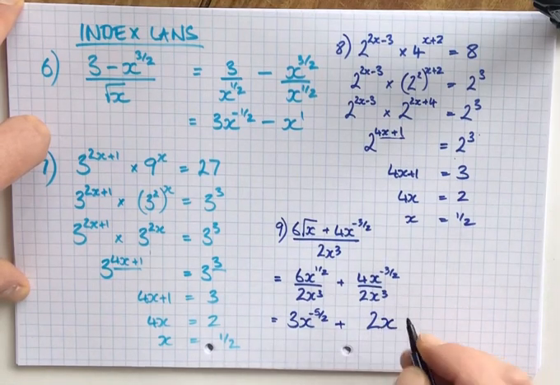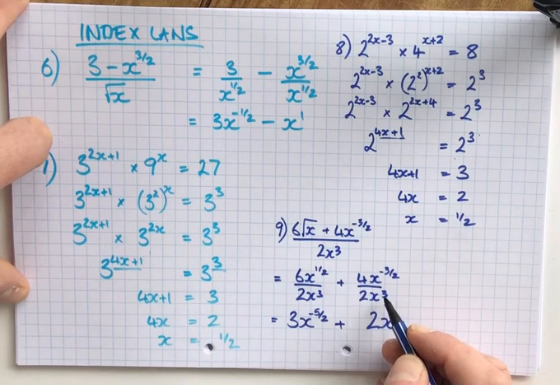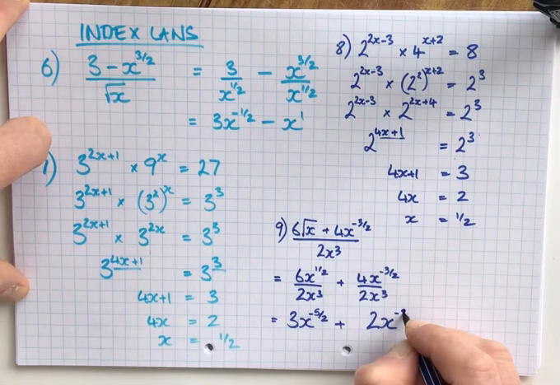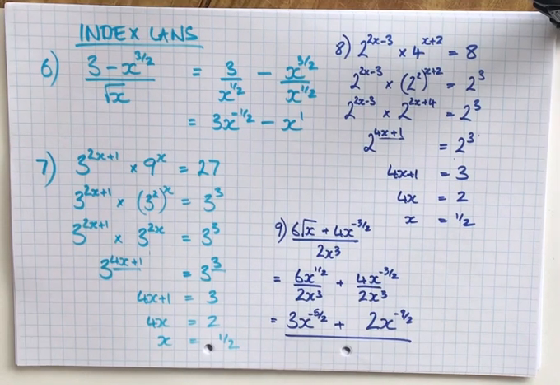Similarly here, minus 3 over 2 minus 3 is minus 4.5, better known as minus 9 over 2. And there's your answer. Right guys, well I hope that helped. Obviously press pause, rewind, restart, whatever, anything to help you out.